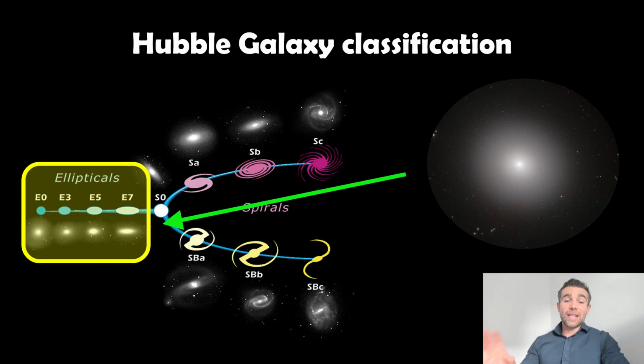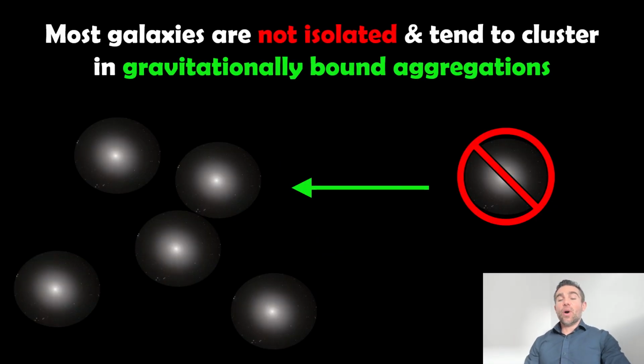There are things like lenticulars which sit in the middle, and dwarf galaxies, but I'm not focused on those for this particular video. So most of these large galaxies are not isolated in the universe. They're not evenly distributed in space, and they group together. They clump together in these gravitationally bound systems of galaxies. So actually you get bigger systems, which are made of galaxies themselves, and they do tend to cluster.